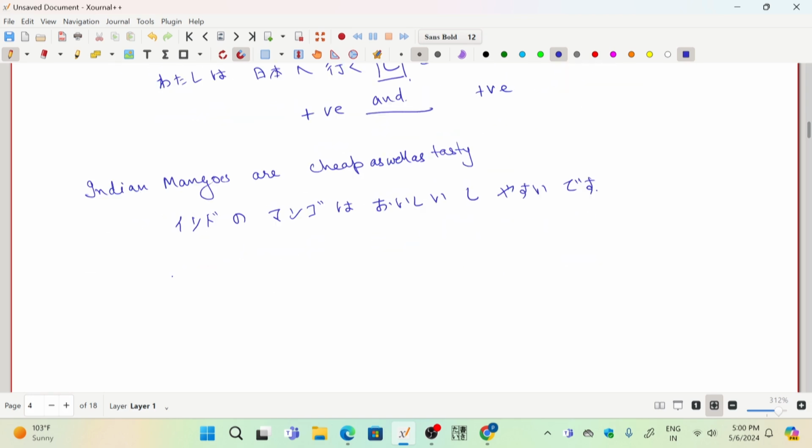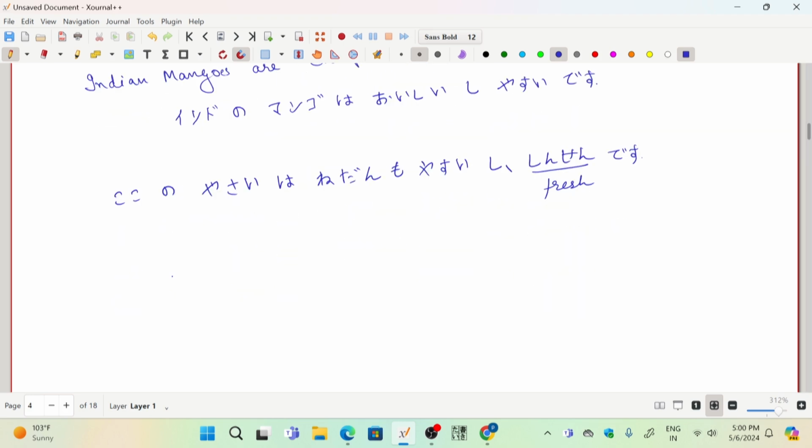Or if we want to go and buy some vegetables, we can say here it is cheap also and fresh also. So koko no yasai wa nedan mo yasui shi shinsen desu. Shinsen is fresh.